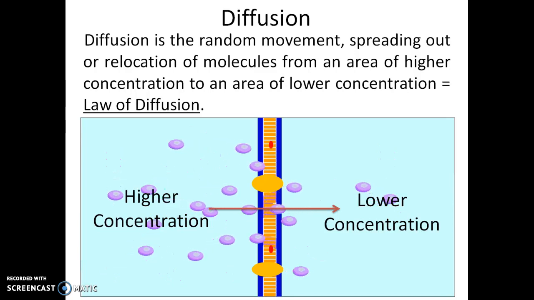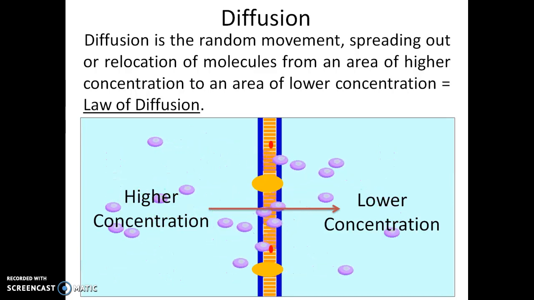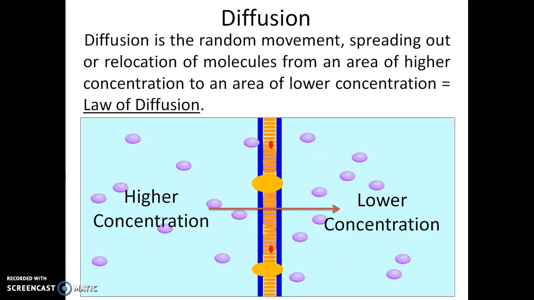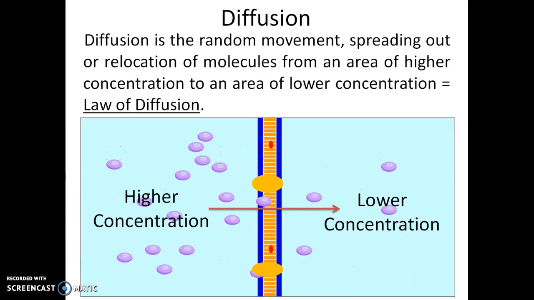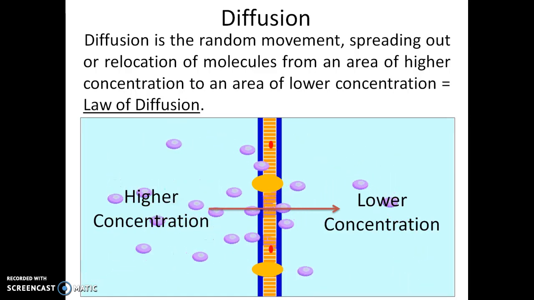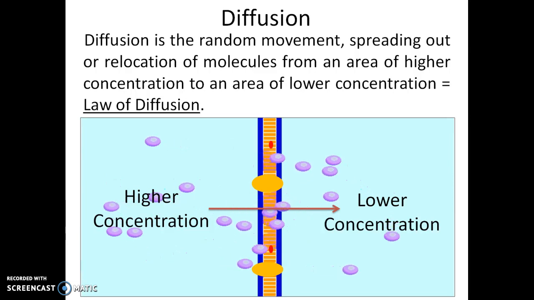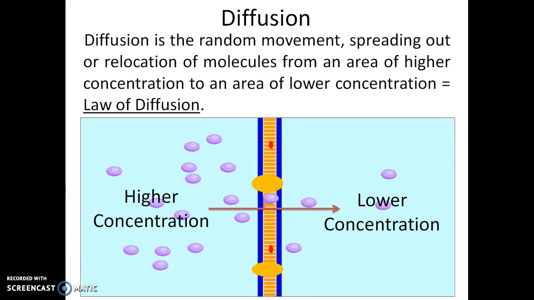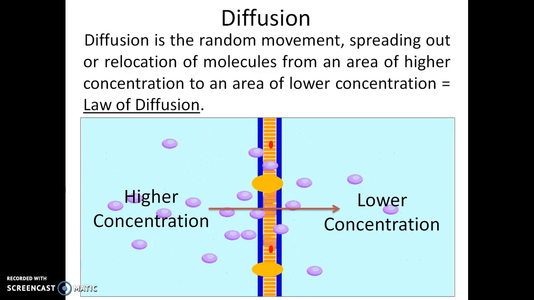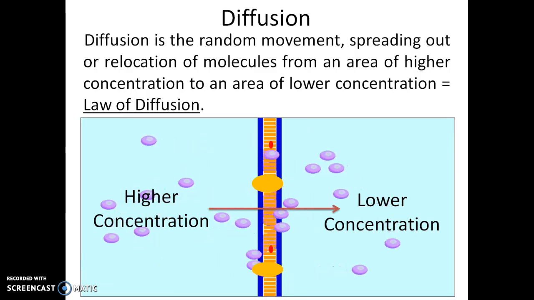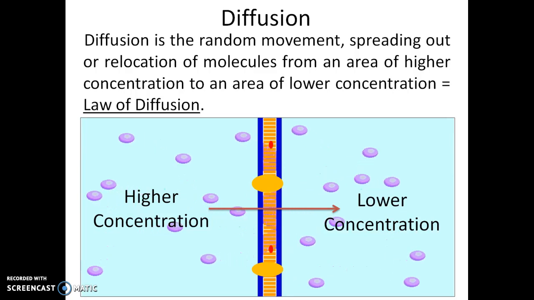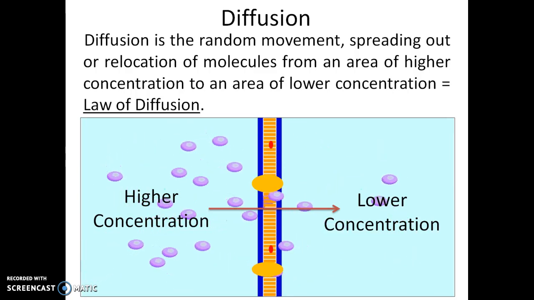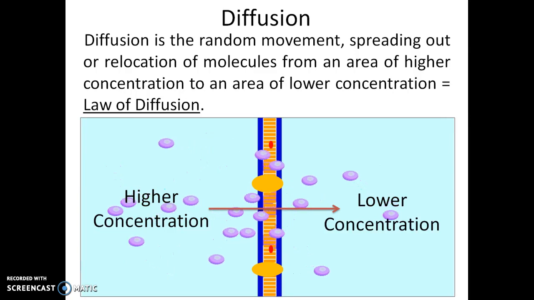Our main process that we're going to be talking about in this chapter is called diffusion. And diffusion is known as the random movement or spreading out of molecules from an area of high concentration to an area of low concentration. This is actually known as the law of diffusion. So it's a law, so it is fact, and it's never going to change, and has always been this way. So this is just basically saying how molecules are always going to move from high to low concentration naturally.